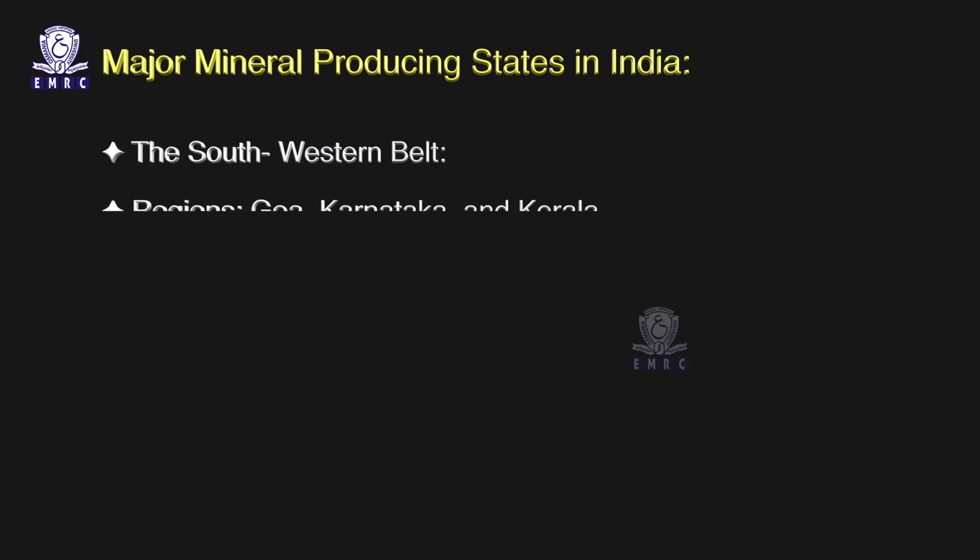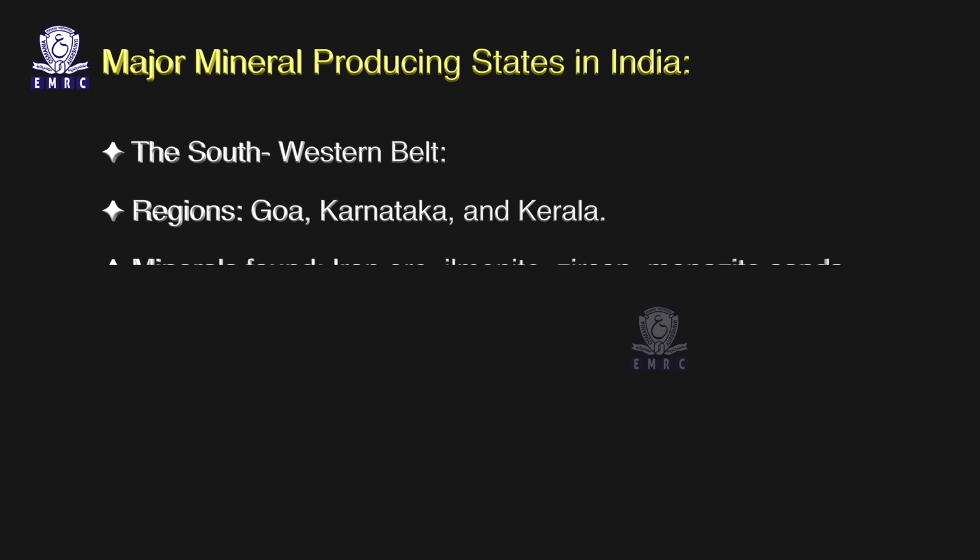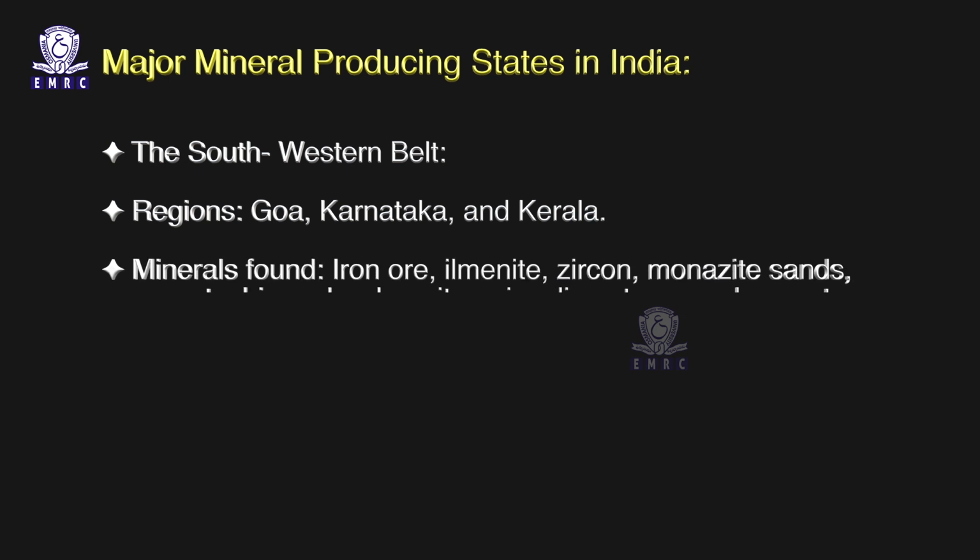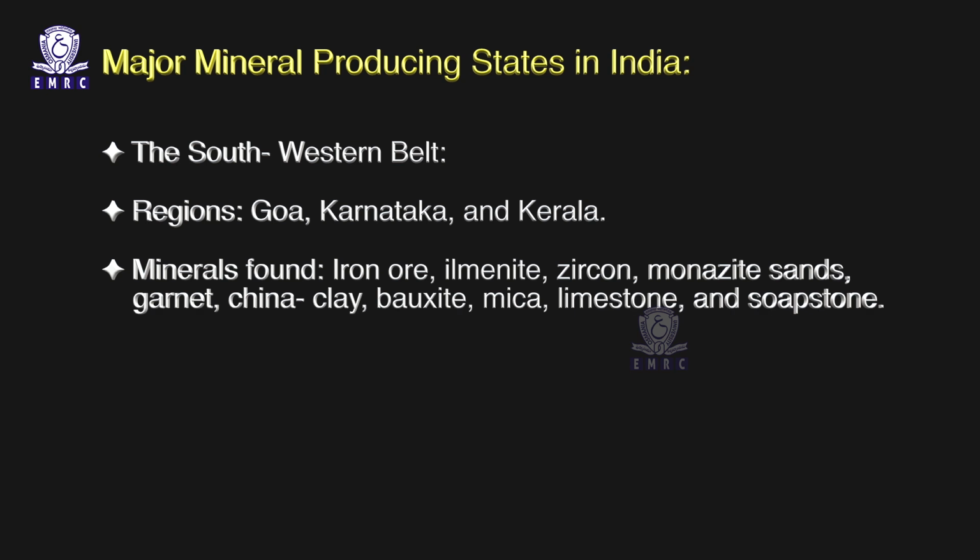Well, the next region is the southwestern belt. This particular region includes the states of Goa, Karnataka and Kerala. The minerals found here include iron ore, ilmenite, zircon, monazite sands, garnet, china clay, bauxite, mica, limestone and soapstone.